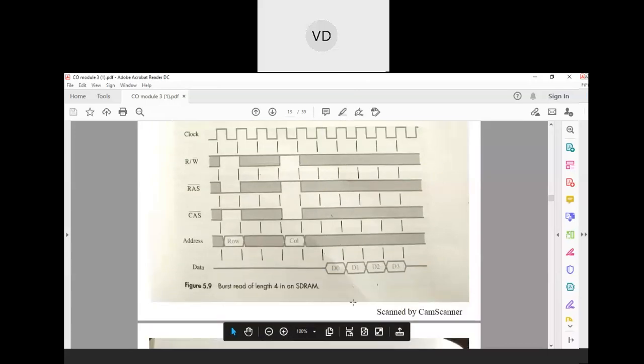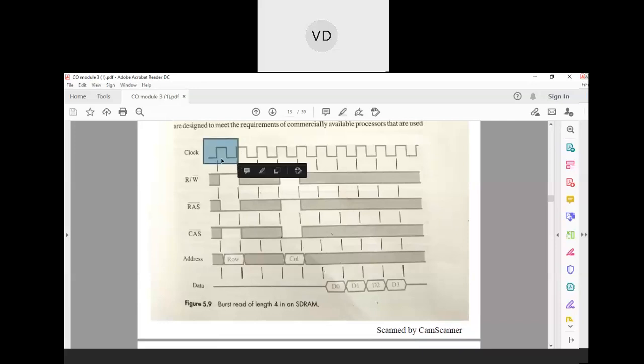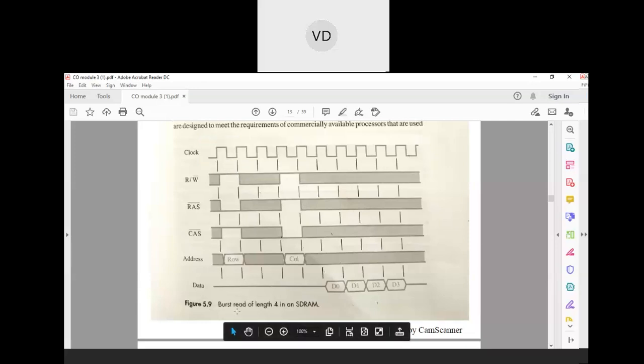See here, you have a burst read length of 4, meaning we are reading 4 bytes of data, D0, D1, D2 and D3. How these 4 bytes of data will be read using all the signals, we are going to see here. One upper part of the clock signal and one lower part will form one cycle. So this is one clock signal. We are doing a read operation here.